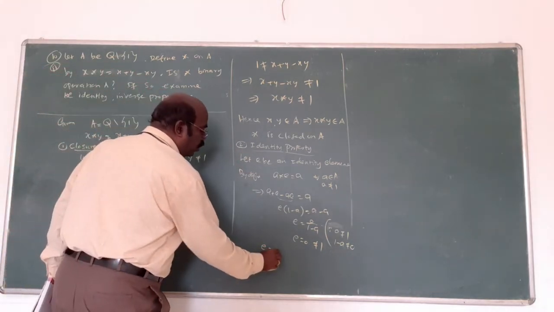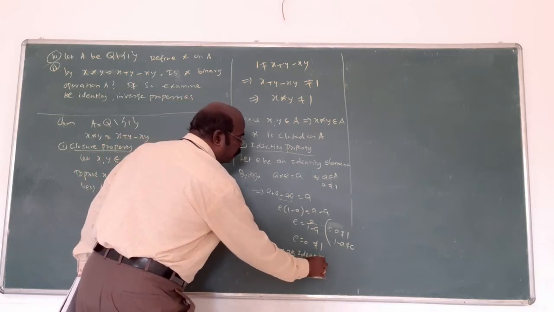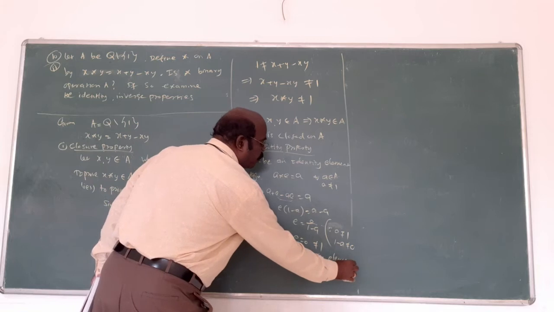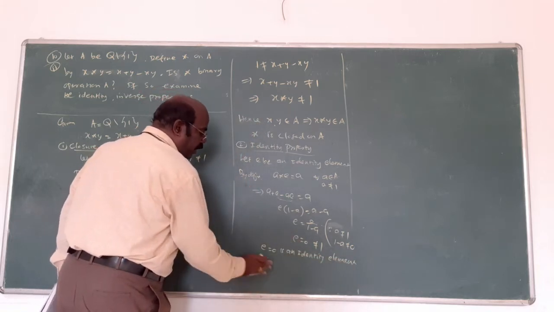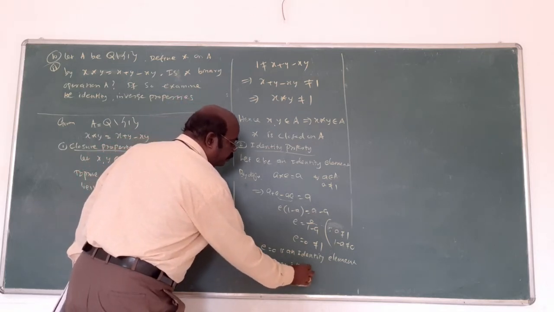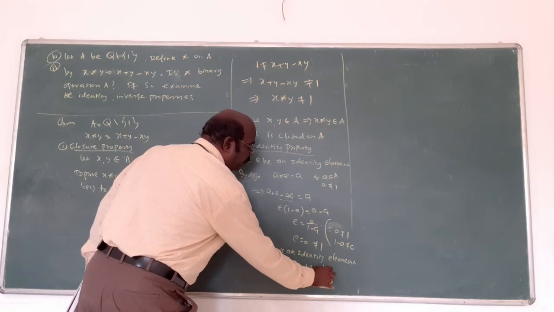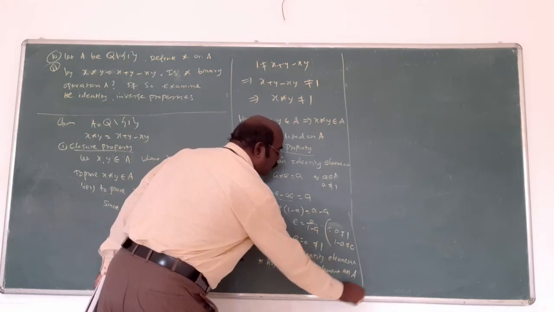Therefore, E equal to 0 is an identity element. Therefore, star has an identity element on A. That's important. That's all.